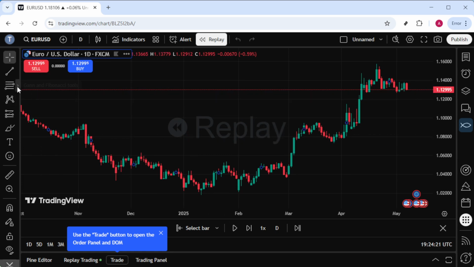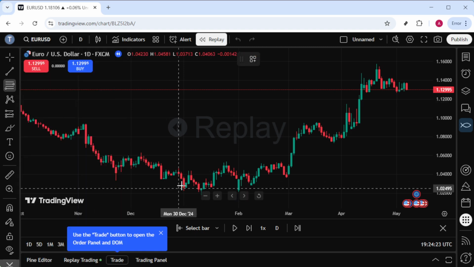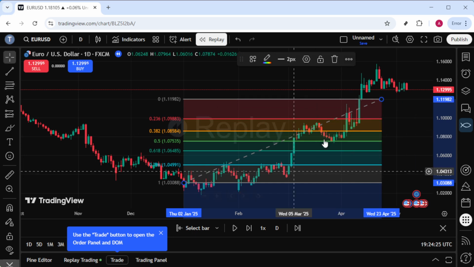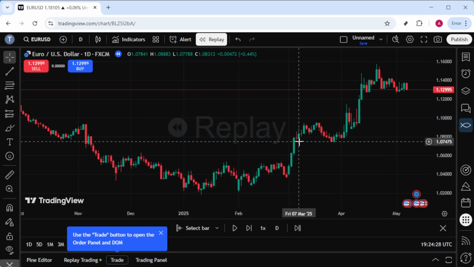Lastly, don't forget to take advantage of TradingView's drawing tools. You can add trend lines, support and resistance lines, or even utilize Fibonacci retracement levels. These often provide key insight into potential price movements and levels that may be important for future decisions.